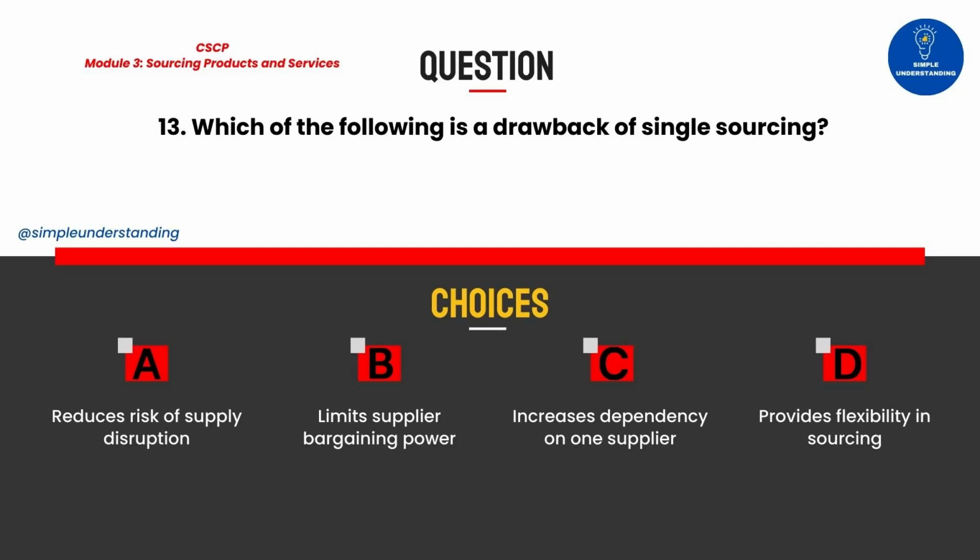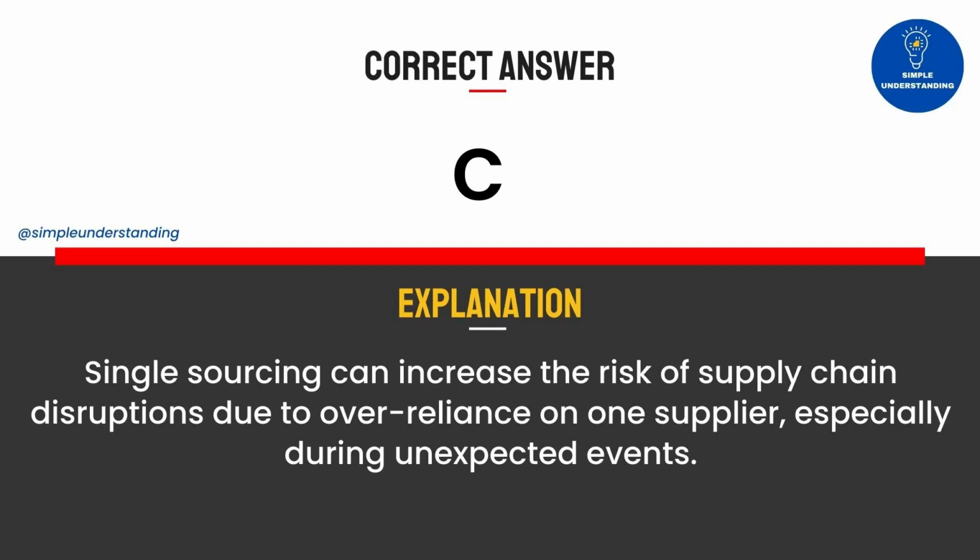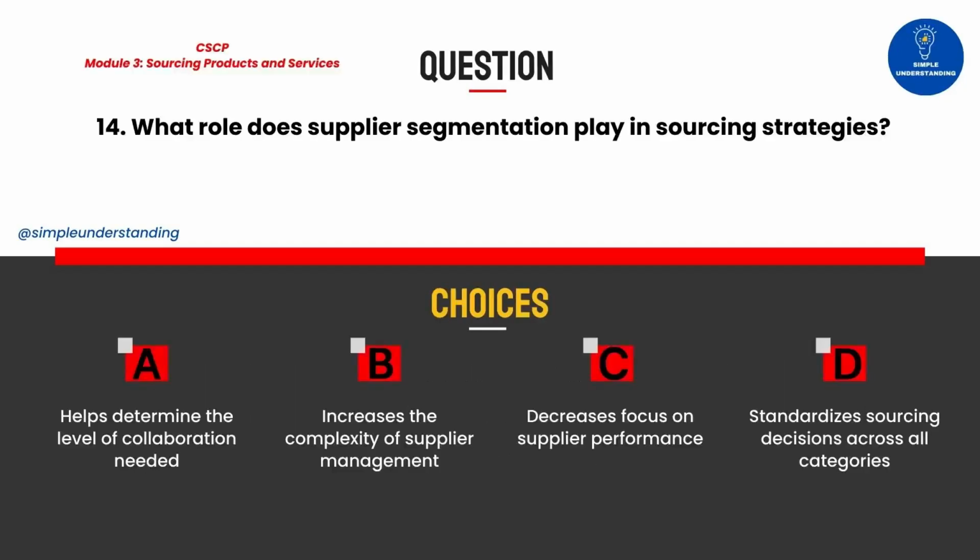13. Which of the following is a drawback of single sourcing? A. Reduces risk of supply disruption. B. Limits supplier bargaining power. C. Increases dependency on one supplier. D. Provides flexibility in sourcing. Correct answer, C. Explanation. Single sourcing can increase the risk of supply chain disruptions due to over-reliance on one supplier, especially during unexpected events.